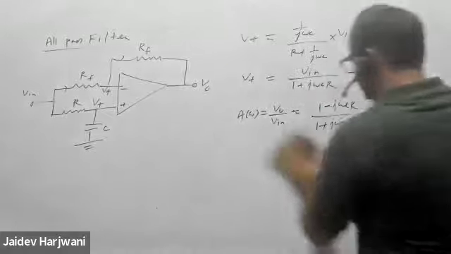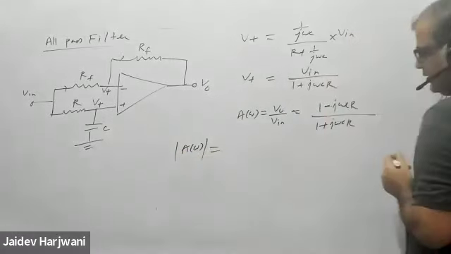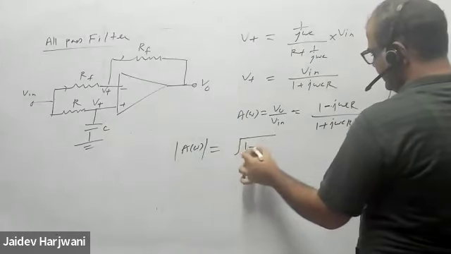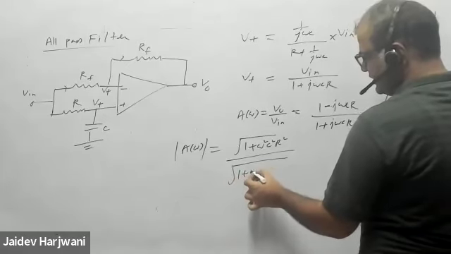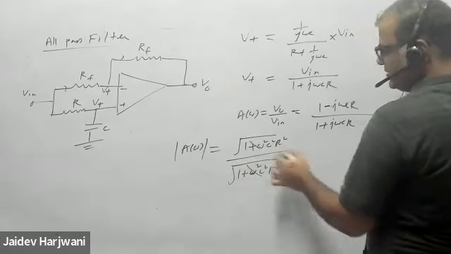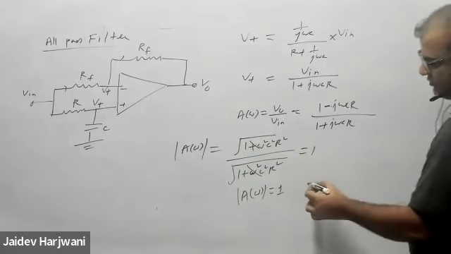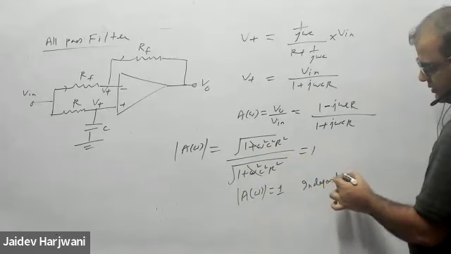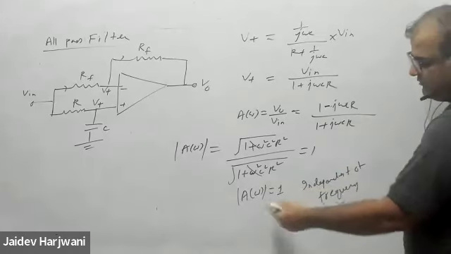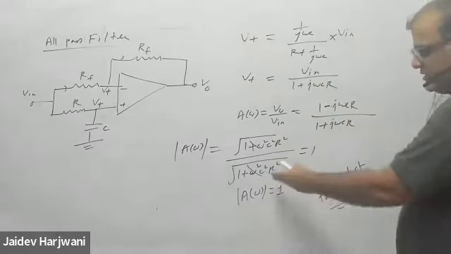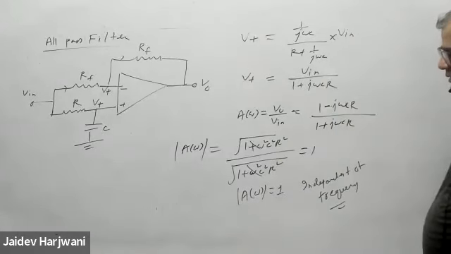अभी देखो ये ऑल पास फिल्टर है ना। If I write the magnitude of this one, what is the magnitude? This will be under root 1 plus omega squared C squared R squared. नीचे का भी क्या आएगा? 1 plus omega squared C squared R squared। ये कैंसिल हो जाएगा, तो गेन क्या आ गया? 1 आ गया, independent of frequency. That means all frequencies are passing, it will give the same gain at all frequencies. So the gain is independent of frequency. कहीं पे भी जीरो नहीं हो रहा है। So this is all pass filter.